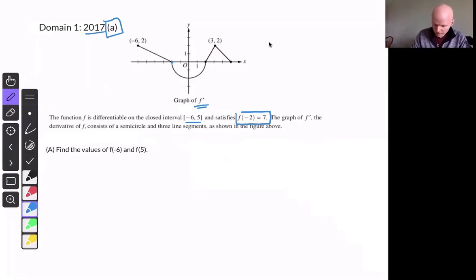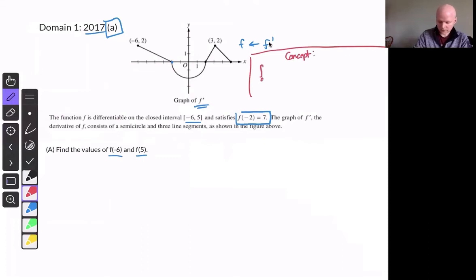So, the graph of f prime consists of a semicircle and some line segments as shown in the graph above. And we need to find f of -6 and f of 5. So we need to work backwards by going from f prime back to f. Now, the way that this kind of thing works is by using the fundamental theorem of calculus, funnily enough. So the concept behind it is this. Remember that the integral from a to b of f prime of x is just the antiderivative of f prime, which is f, with b and a plugged into it. So f of b minus f of a.